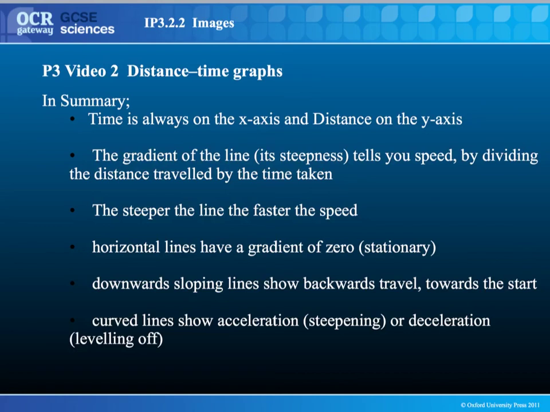Steeper the line, faster the speed. Horizontal lines have a gradient of 0, so they are stationary. If you get a downward sloping line, then you're getting backwards travel, it's going towards the start. And curved lines show acceleration if they are steepening, or deceleration if they are levelling off.